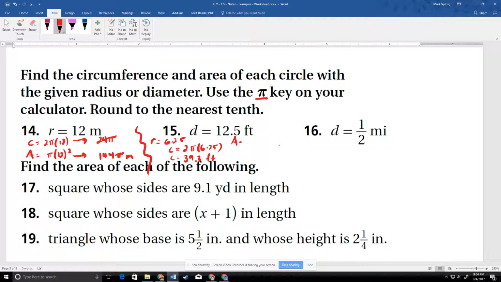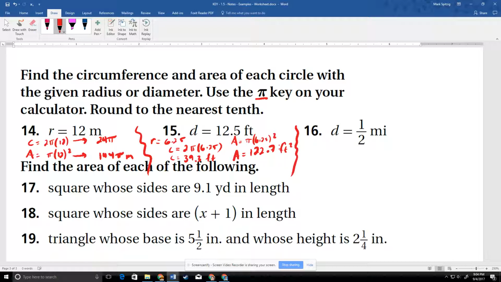Area is going to be pi times r squared, so pi times the radius, which is 6.25 squared. So 6.25 squared, it is, shoot, it's not that. Hold on, hit the wrong button. It's 39.06, and of course we're going to multiply that by pi, and so we're going to get 122.7 after rounding. So the area is 122.7, and this is going to be square feet. All right, square feet after rounding.